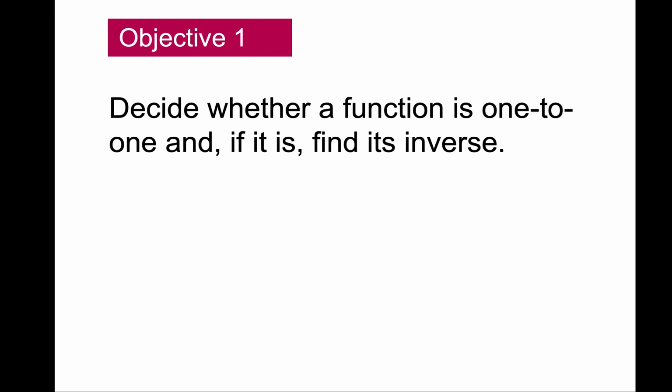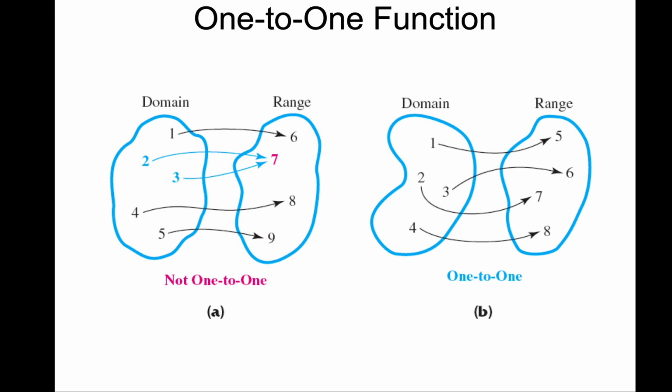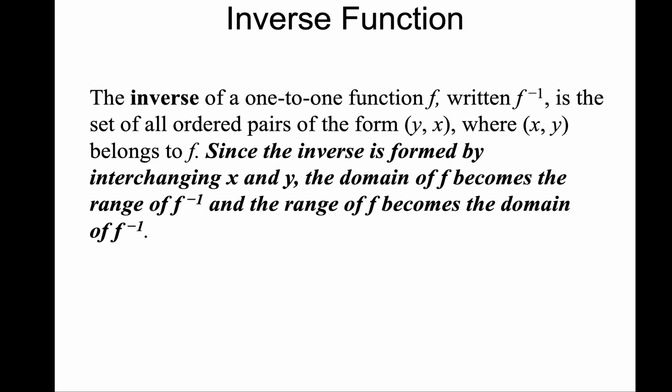So if I want to determine if a function is one-to-one, each x value has to correspond to only one y value, and each y value can only correspond to one x value. So this would not be one-to-one because 2 and 3 both correspond to 7. However, in this one, each number has a unique partner, so it is going to be one-to-one.